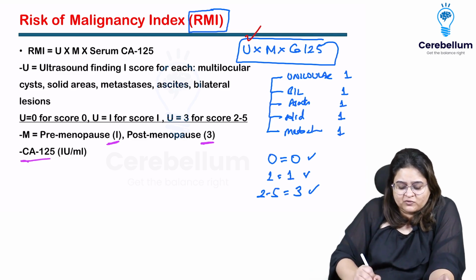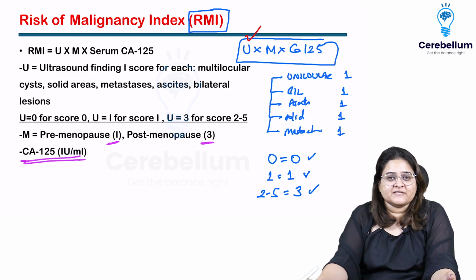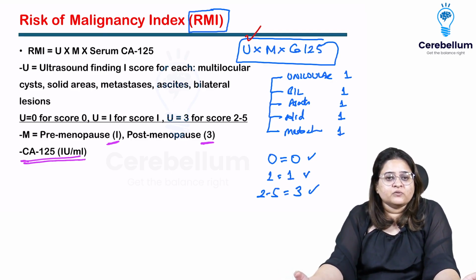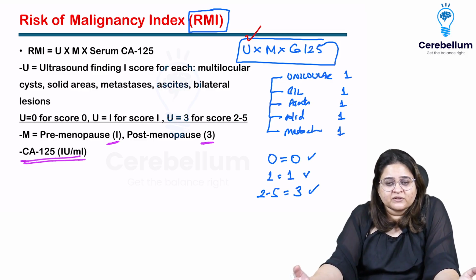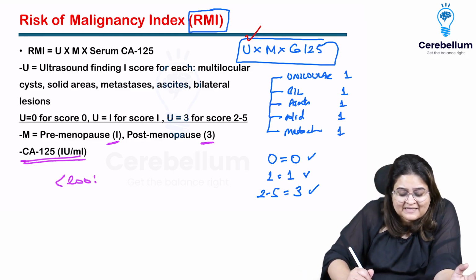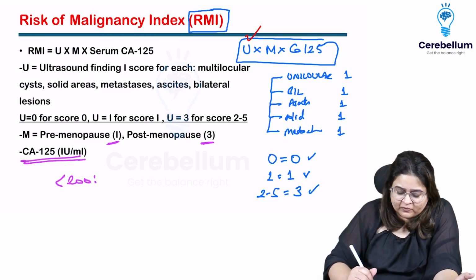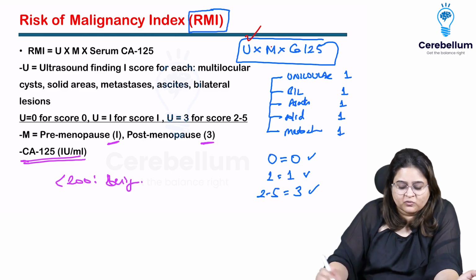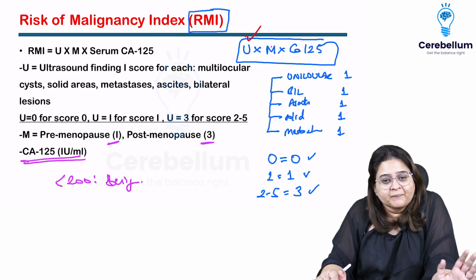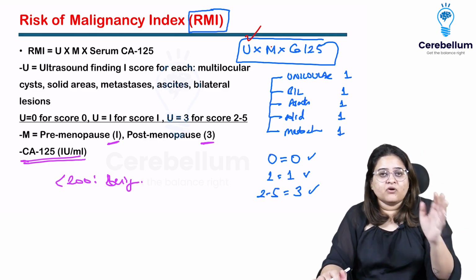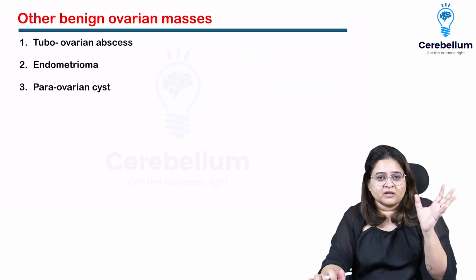And then you take the actual CA125 level. Say it's 100, in a premenopausal lady with an ultrasound score of 1. So it's 100 times 1 times 1, which is 100. If the score is less than 200, it is less likely to be malignant, so it is more likely to be benign. If the score is more than 200, it is more likely to be malignant. So this is one way we can determine the risk of malignancy in an ovarian mass.